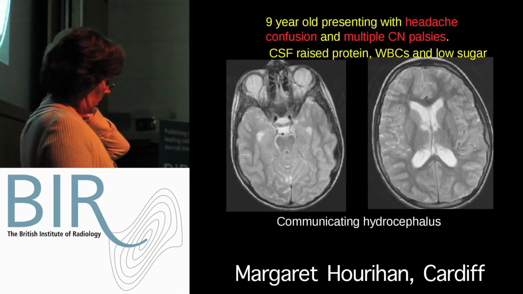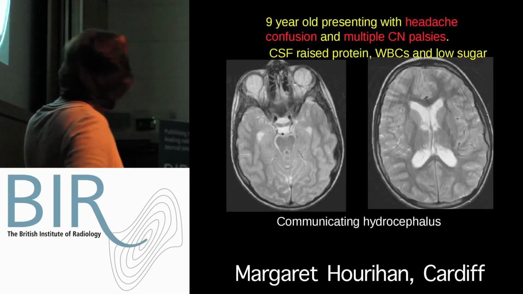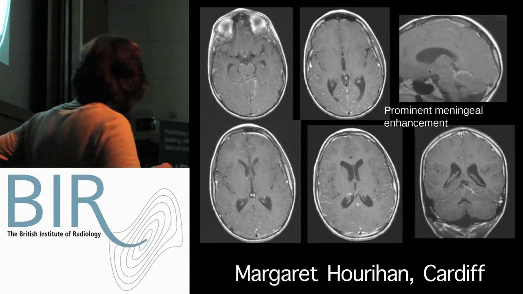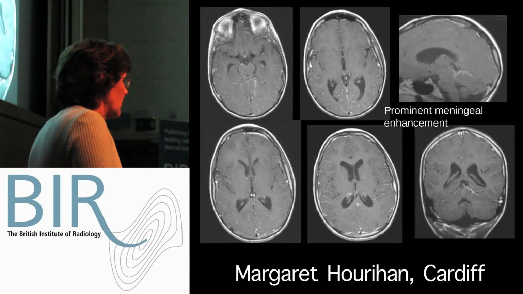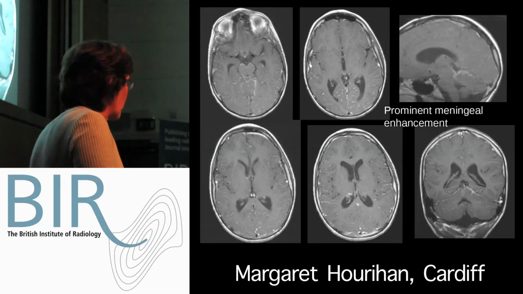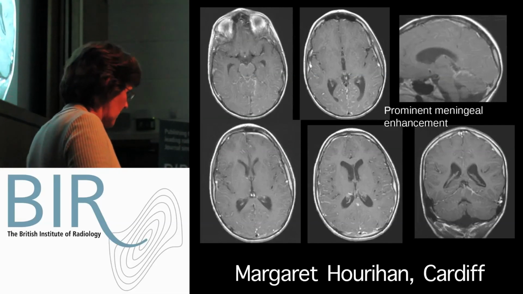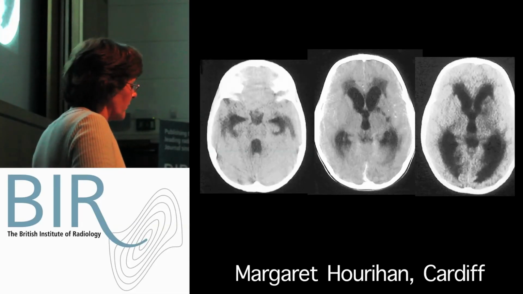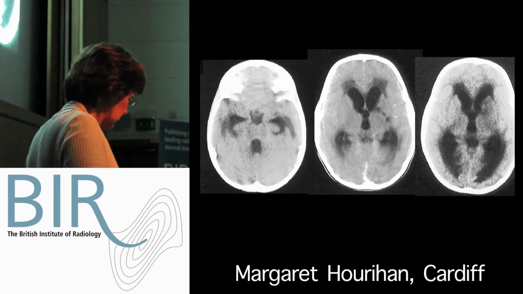This was a 9-year-old boy who presented with a headache and confusion and multiple cranial nerve palsies. He had raised protein in his CSF with raised white cells and low sugar. His CT and the subsequent MR showed that he had a communicating hydrocephalus. He was given contrast, and you can see the prominent meningeal enhancement. Basically the whole of his subarachnoid space is infected, and he's got meningitis. He went on to develop a vasculopathy and multiple small infarcts in his basal ganglia, and obviously communicating hydrocephalus as a result of the disease process.